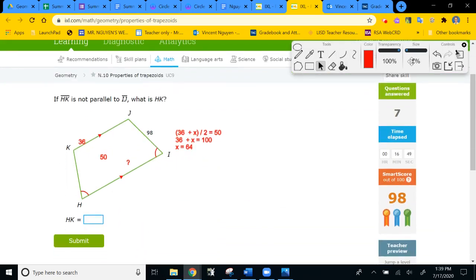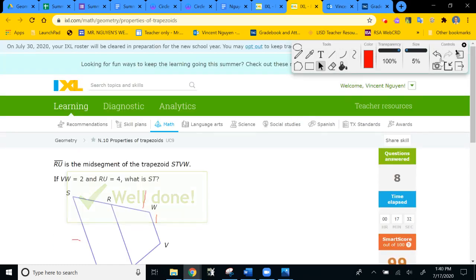Hopefully. All right, let's look at these. These look like angle problems. Oh no, it's segments again. So the legs are the same because these are isosceles. Oh wait, it says if HK is not parallel. Well, if these are parallel and the base angles are the same, then the legs would be the same. Okay, so HK would equal 98 as well. Oh, wrong type. I need to type it inside this box right here. 98. There we go.